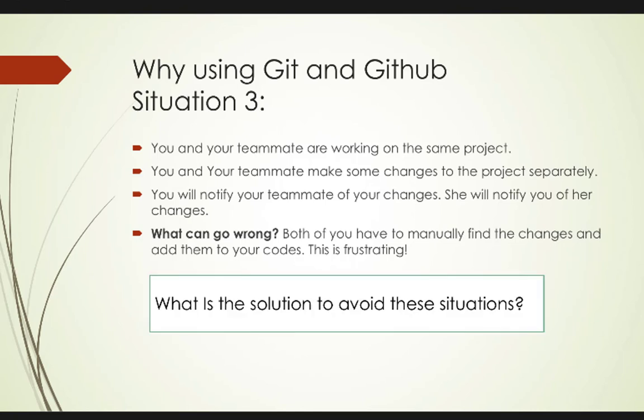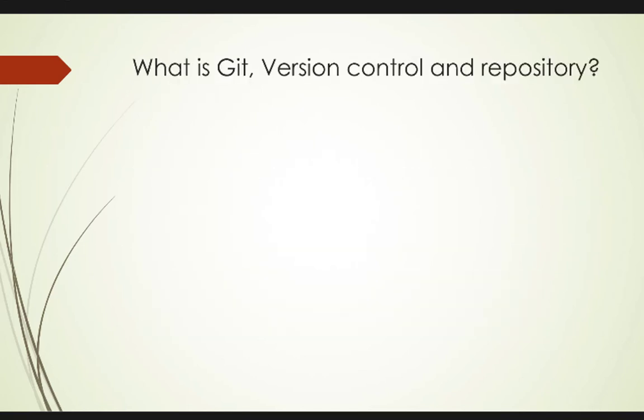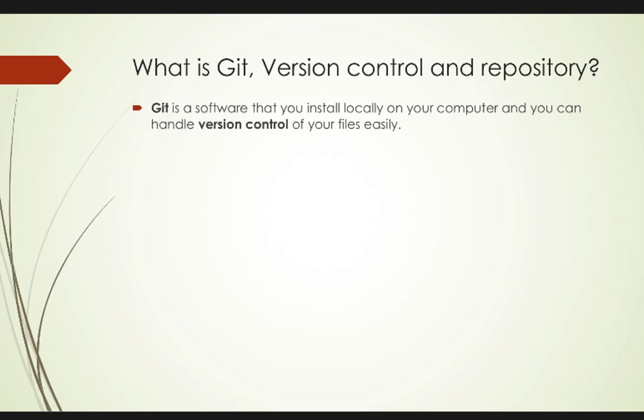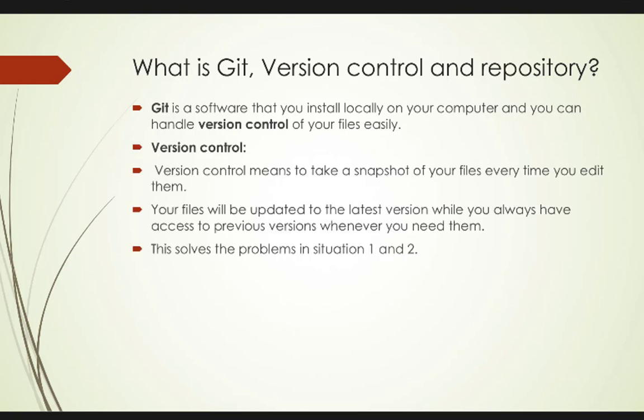So obviously the solution to avoid all of these situations is using Git and GitHub. Okay, so what is Git? Git is basically a software that you install locally on your computer, and you can handle version control of your files easily. And by version control, I mean taking a snapshot of your files every time you edit them.